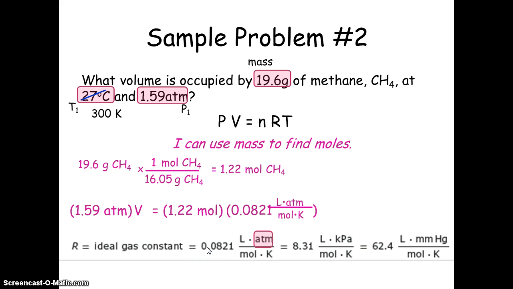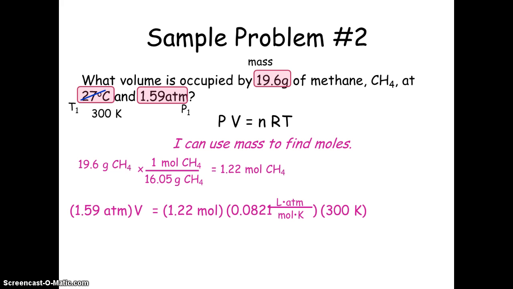And last but not least, we need to find temperature. Temperature is 300 Kelvin. So now we have all of our variables plugged in. All that's left is to solve for volume. Multiply everything on this side, and we end up with 1.59 times volume is equal to 30.05. That's 1.22 times 0.0821 times 300. Divide both sides by 1.59, and we end up with volume is equal to 18.9 liters.